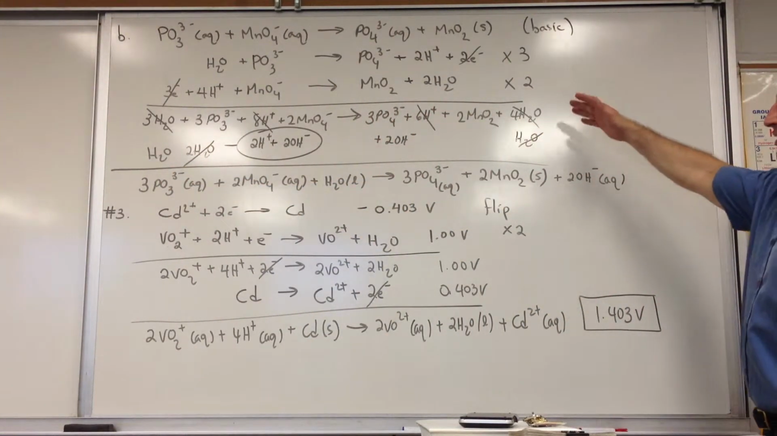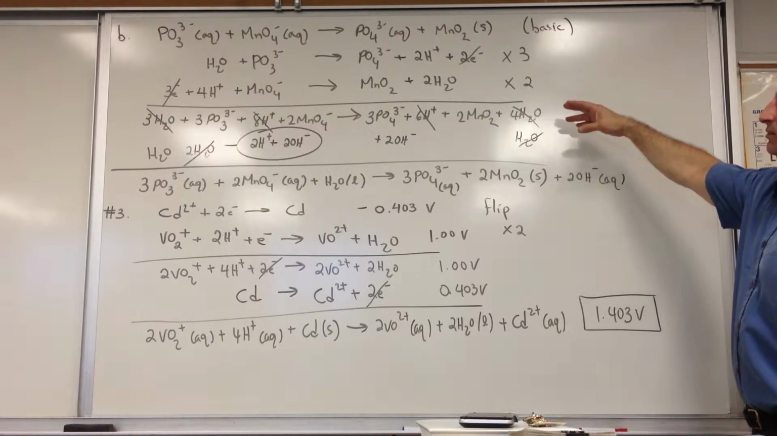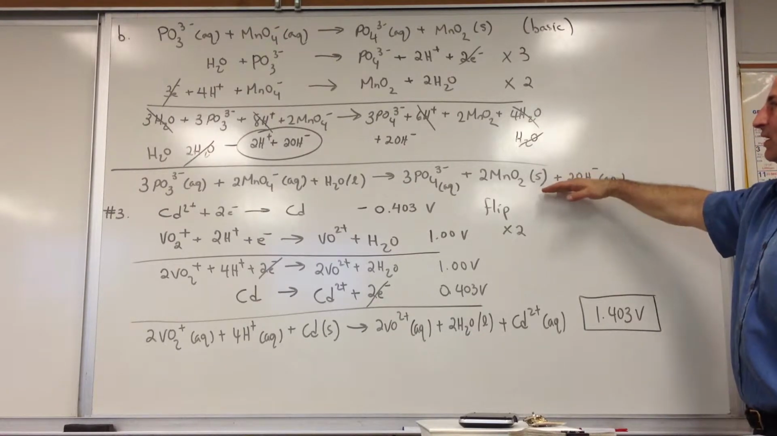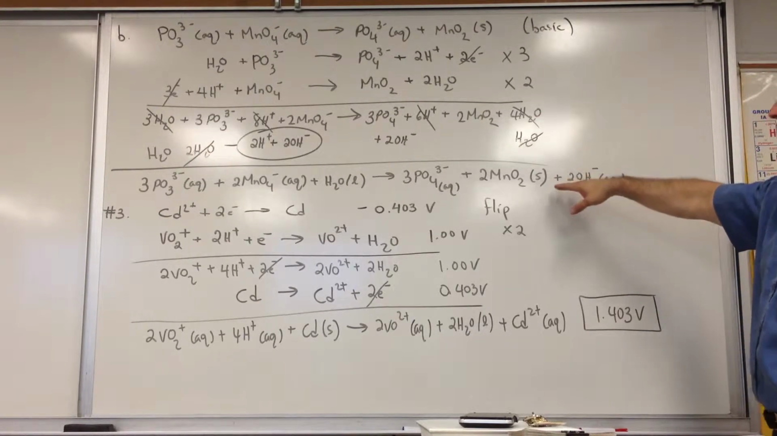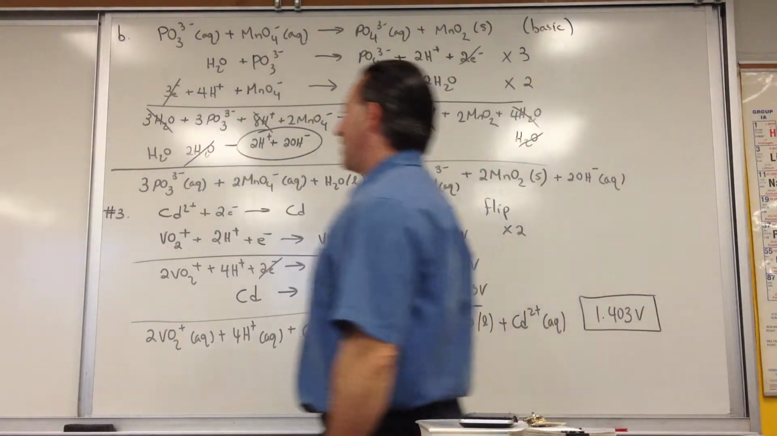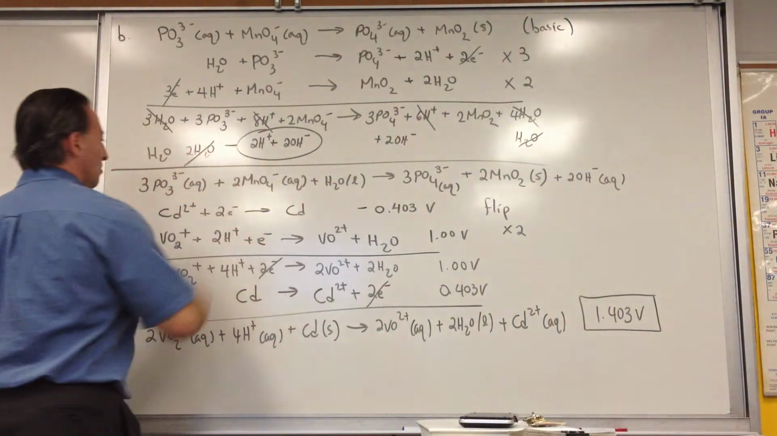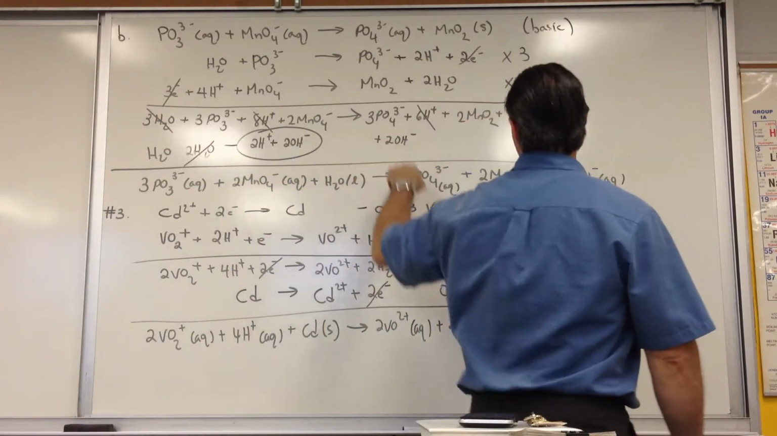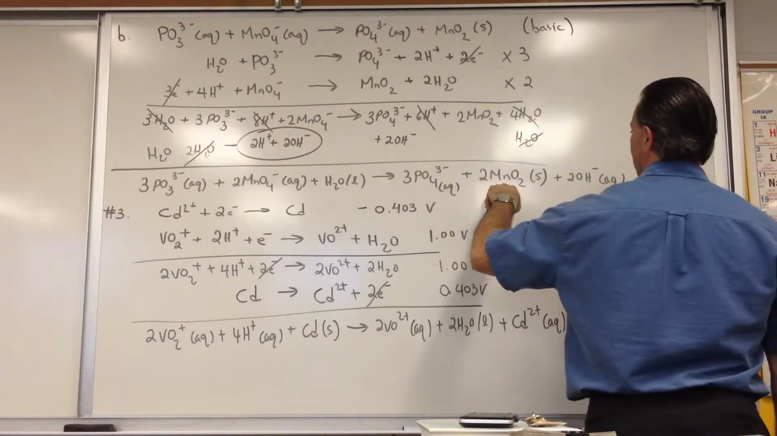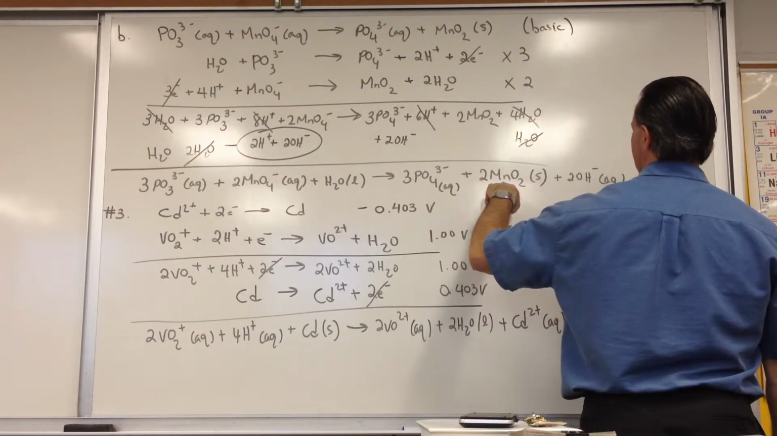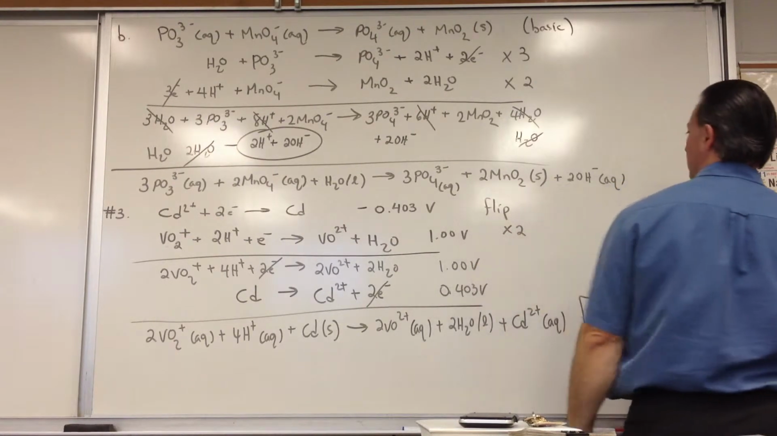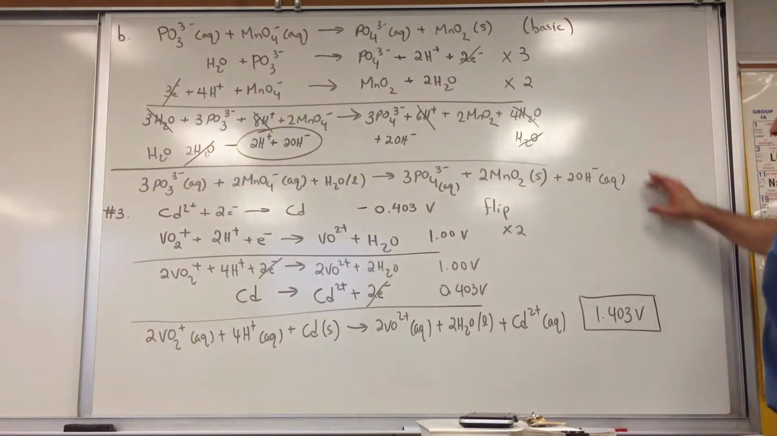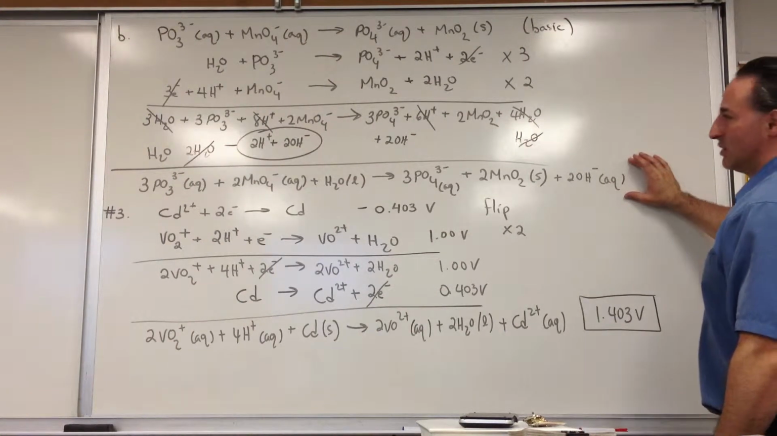And then we write everything. It's going to get a little bit jumbled at this stage, but we rewrite everything neatly. Everything that's been cancelled is left behind, and we write 3 phosphites aqueous plus 2 permanganates aqueous gives you 1 H2O liquid with 3 phosphates aqueous and 2 manganese dioxide solid and 2 hydroxide. That's the final reaction balanced under basic conditions.